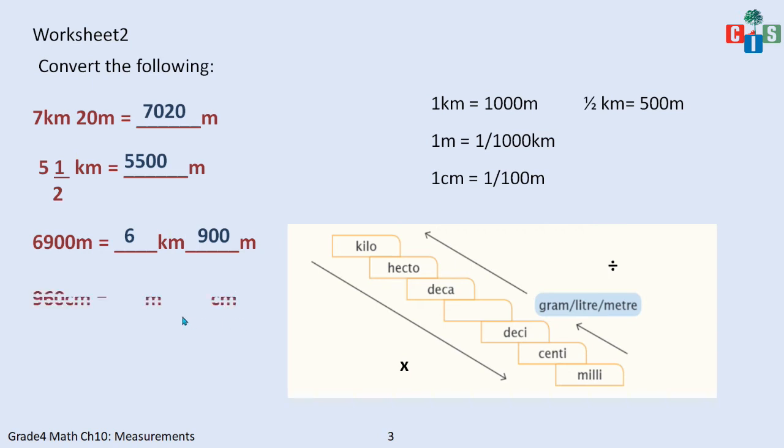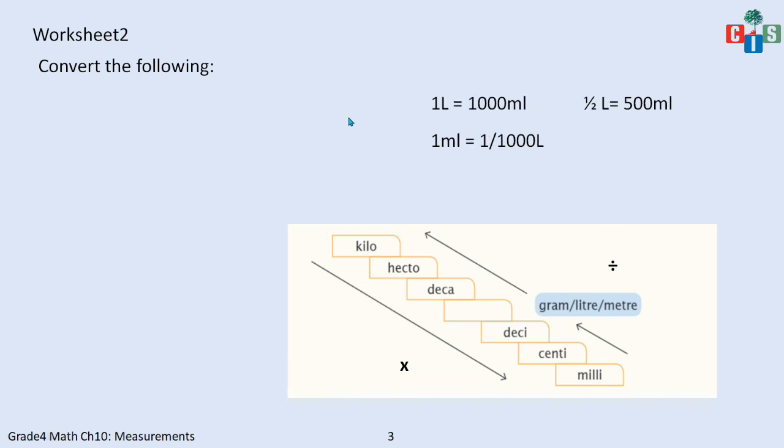Let's have the other option. 960 centimeter is equal to how much meter and how much centimeter? So centimeter you are converting into meter. You are moving upwards, you will divide by 100. So it will be 9 meter and 60 centimeter. This table is very much important. So make it very thorough. You should be very thorough with this.